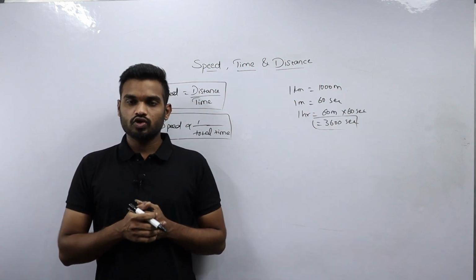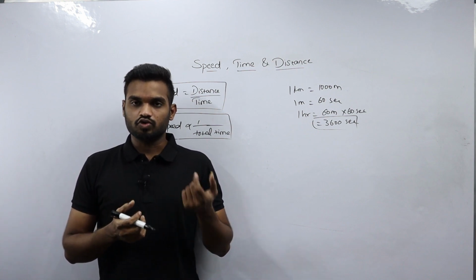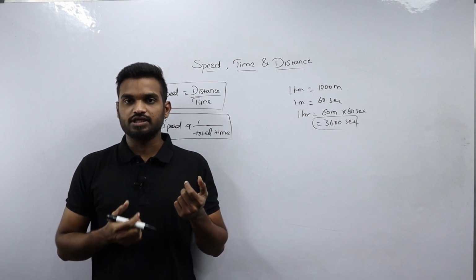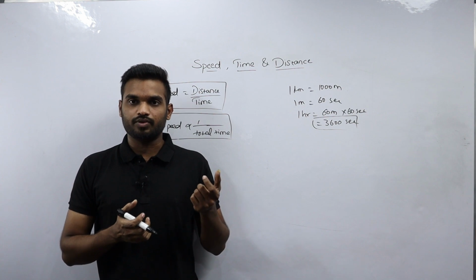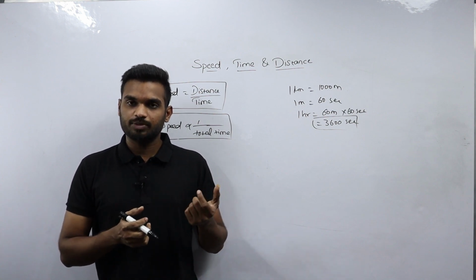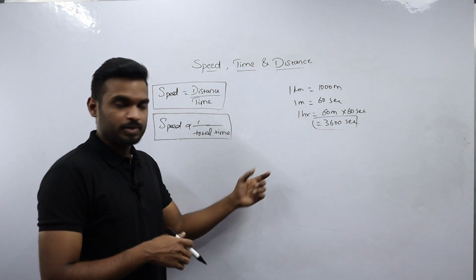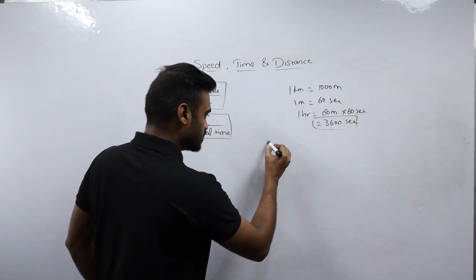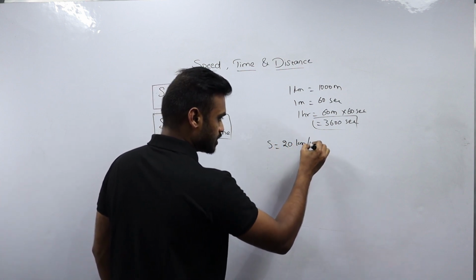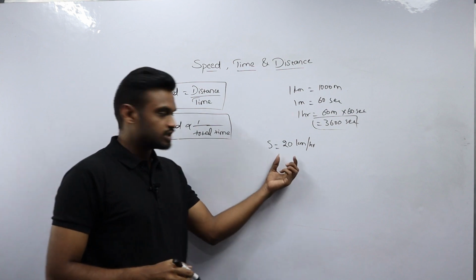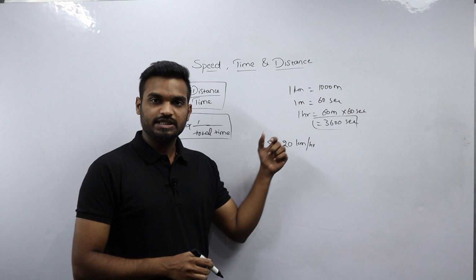Now, let's see how to convert kilometer per hour to meter per second. I have already told you in the questions they will ask kilometer per hour and in the answers they will give meter per second. So we need to know how to convert kilometer per hour to meter per second, and in the same way, meter per second to kilometer per hour. Now let's see how to convert this. I am considering an example. Suppose speed equals 20 kilometers per hour. Assume this is the speed value. Now we need to convert this kilometer per hour to meter per second.